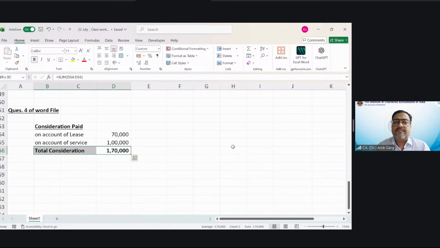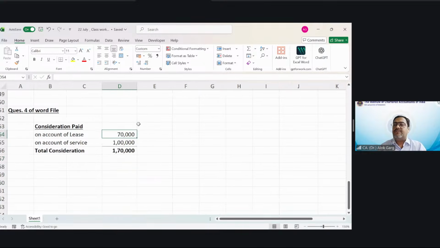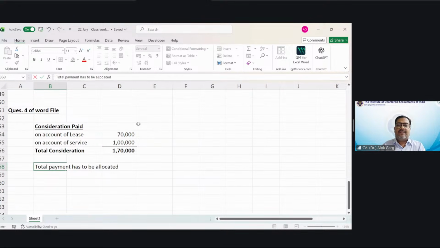Is that clear, my dear friends? 1,70,000 is the total consideration. Now, the total payment has to be allocated in the ratio of the lease and non-lease component. Sorry, in the ratio of fair value, or standalone selling price. You guys know standalone selling price.